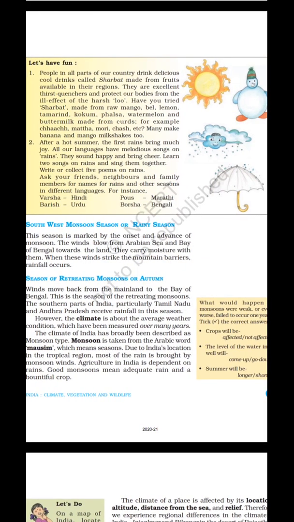What would happen if monsoons were weak or even worse, failed to occur one year? Tick the correct answer. Crops will be affected, not affected. The level of the water in a well will come up, go down. Summer will be longer, shorter.